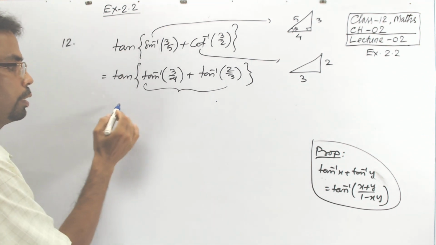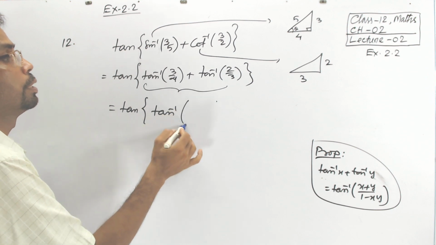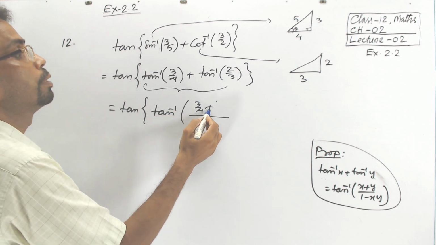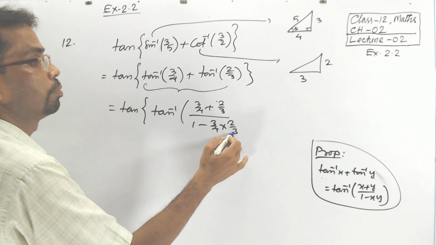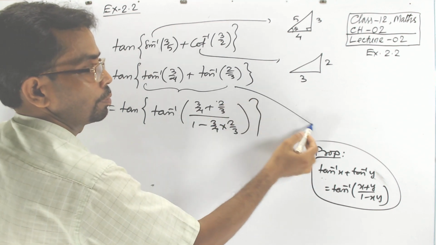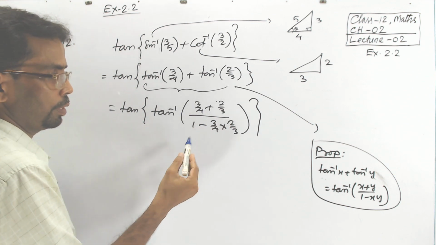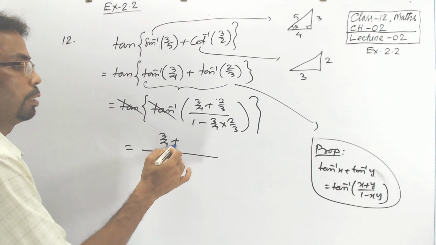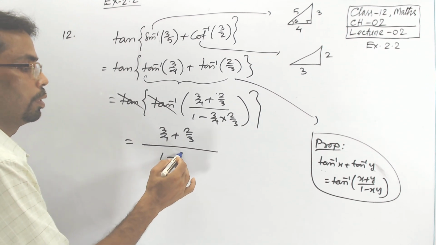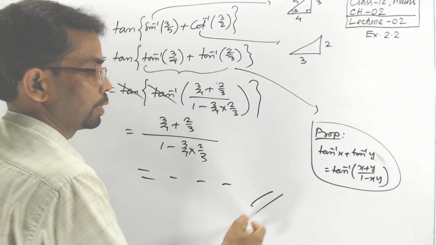The property is written here. So it will become like this: tan inverse of x plus y by 1 minus xy. This is the property I have used. Tan inverse x plus tan inverse y is tan inverse of x plus y by 1 minus xy. Now tan inverse and tan cancel, and whatever number remains, 1 minus 3 by 4 into 2 by 3, you can simplify and get the answer.